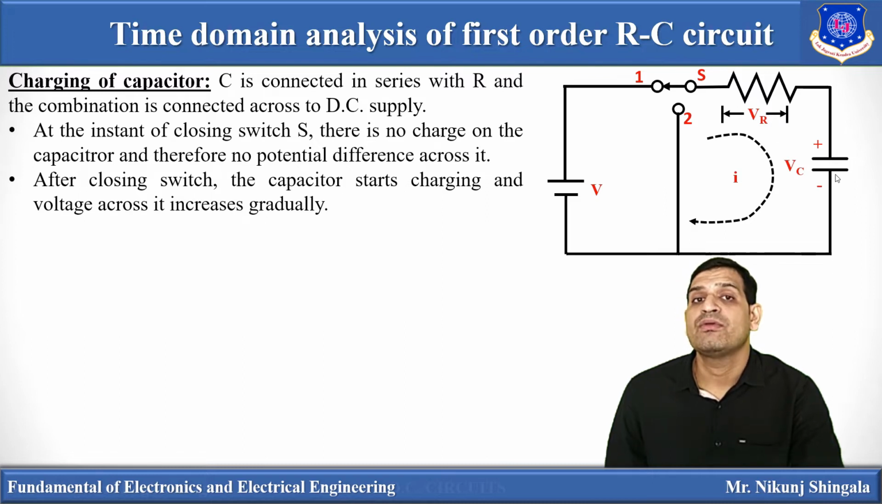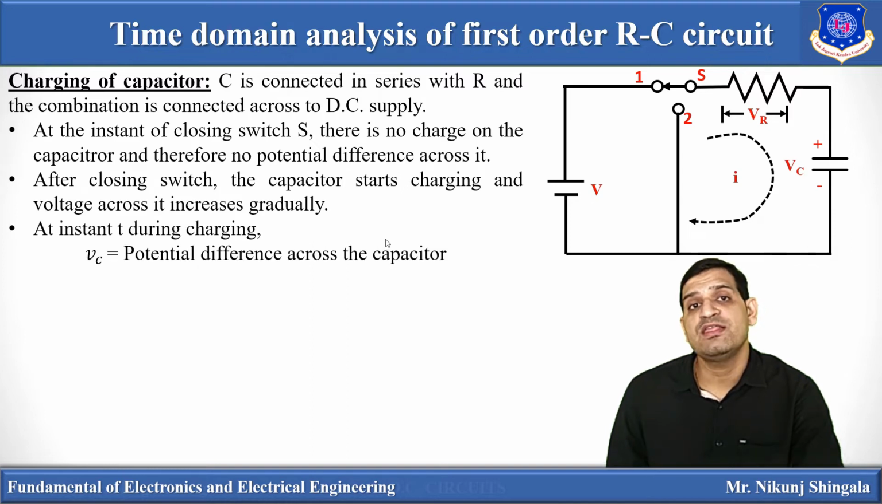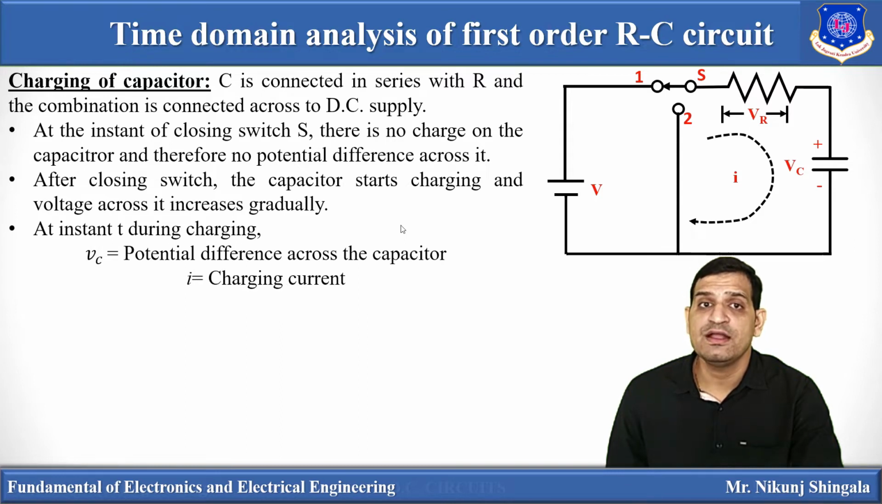After that, the capacitor voltage will increase gradually. So suppose after time t, we have Vc, that is the potential difference across the capacitor, i is the charging current and q is the charge on the capacitor. Now as the switch is connected to position 1, the circuit is completed, and current is flowing. The value of the current will be decided by the value of the resistance. So the charging time of the capacitor will be decided by the value of R.